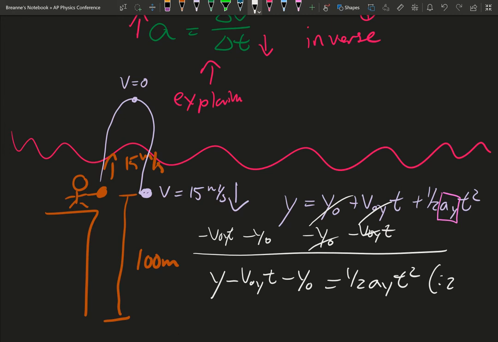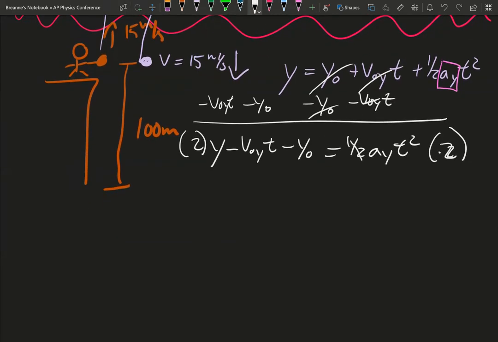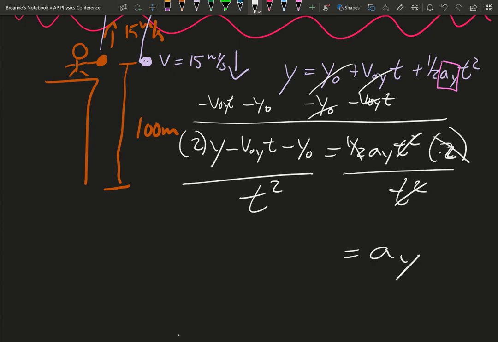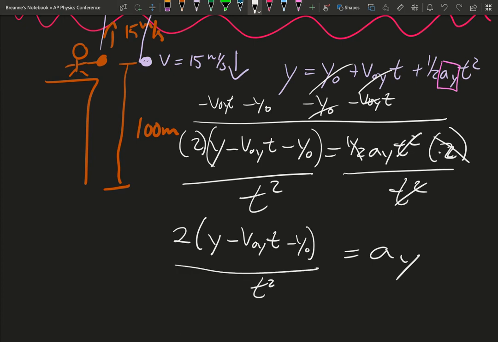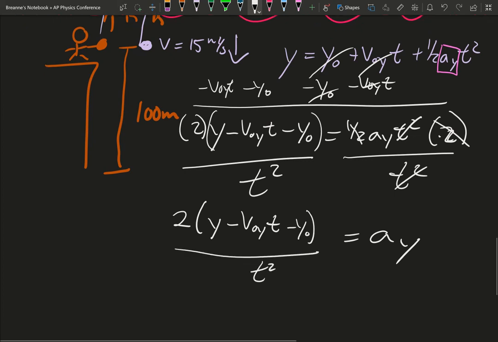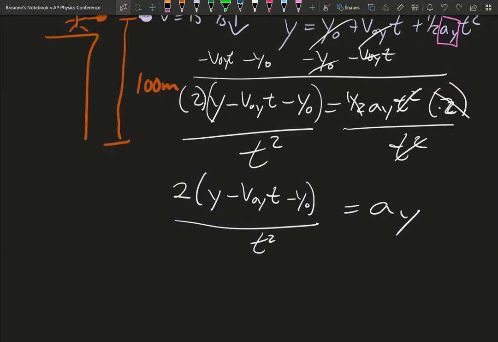You know, multiply both sides by 2, and we can divide both sides by t squared. So all I did is get our a by itself. So we have ay equals 2 times, in parentheses, y minus vy naught t minus y naught, over t squared. So there we go. Now we just kind of plug in what we got.